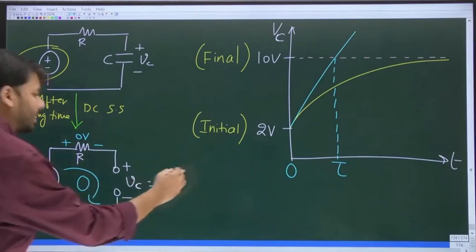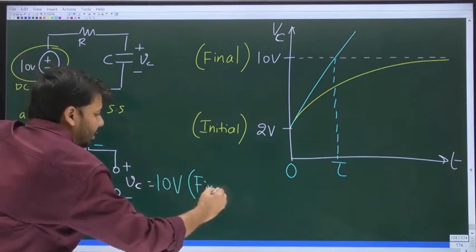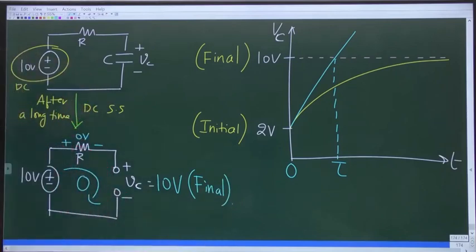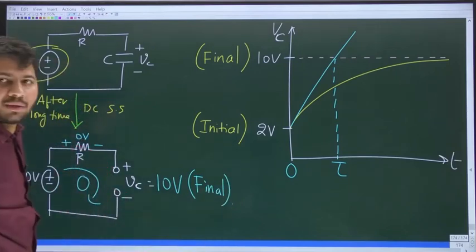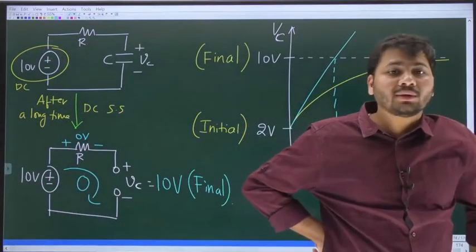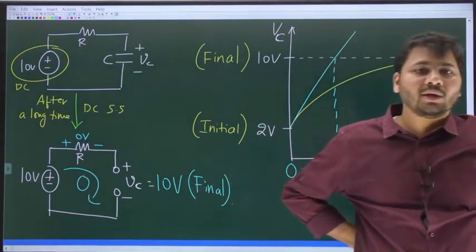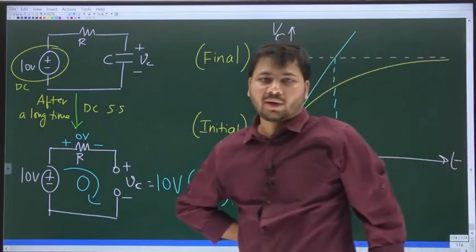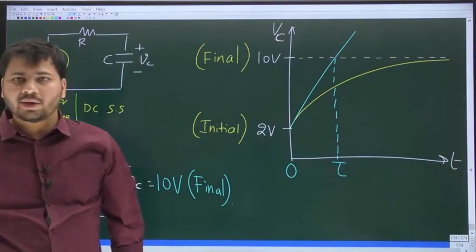So what is the voltage across the cap at steady state? It is 10 volts, and this 10 volts is nothing but the final value of the voltage across the capacitor. So always the final value is the value at steady state.